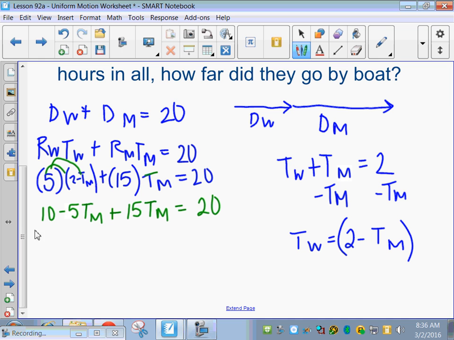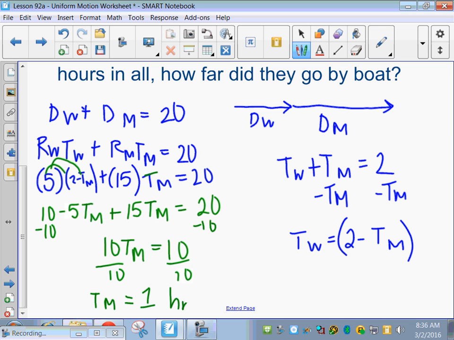So I'm going to subtract 10 from both sides, and I'm also going to add like terms right here. So negative 5 plus 15 gives me 10 TM. 20 minus 10 gives me 10. Divide both sides by 10, and we get the time motoring as 1 hour.